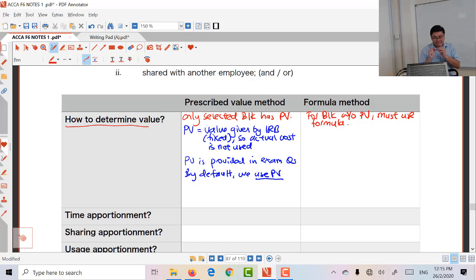When you have formula, what is formula? Why call it formula? It gives us an impression there's a formula I need to follow. Actually, it's not quite. Formula means the BIK value will follow the actual cost of the BIK. The BIK value is the actual cost of the BIK.